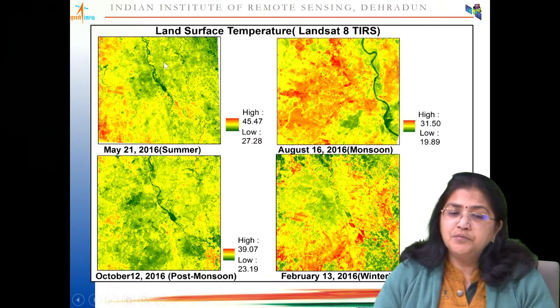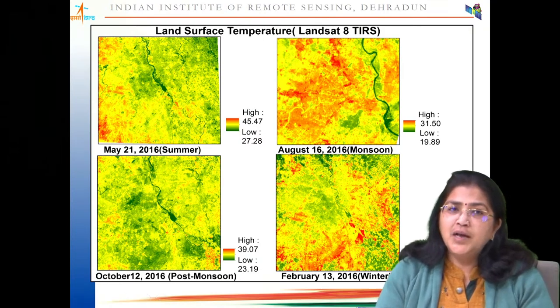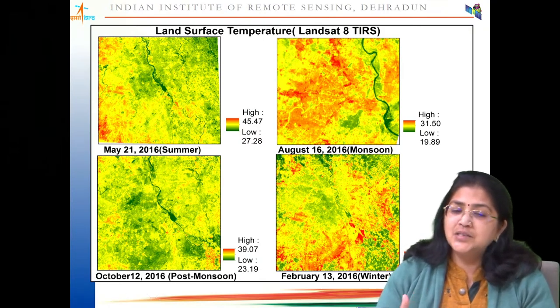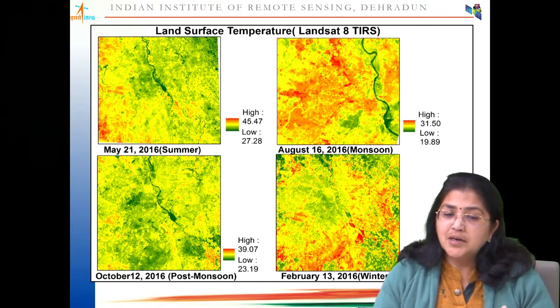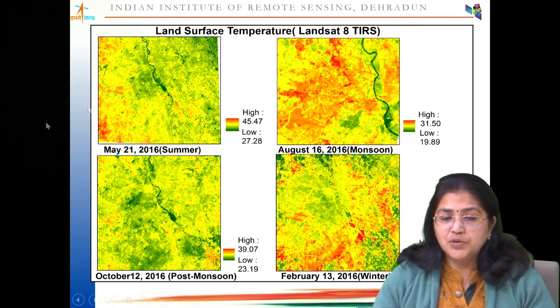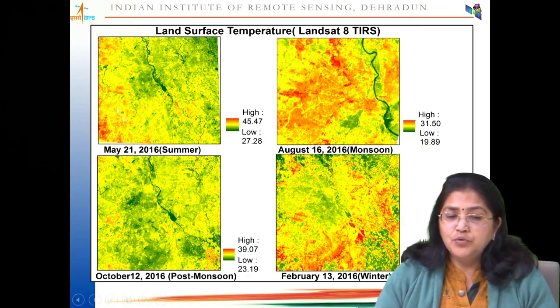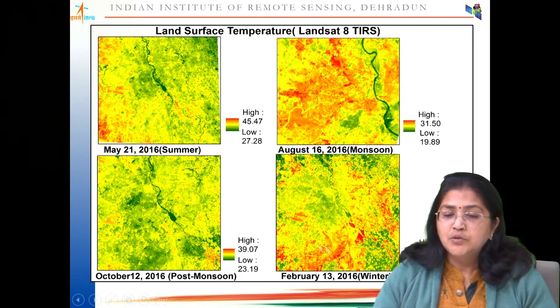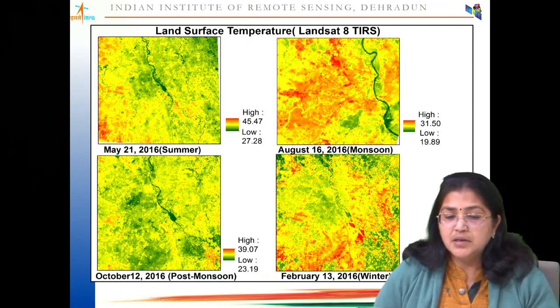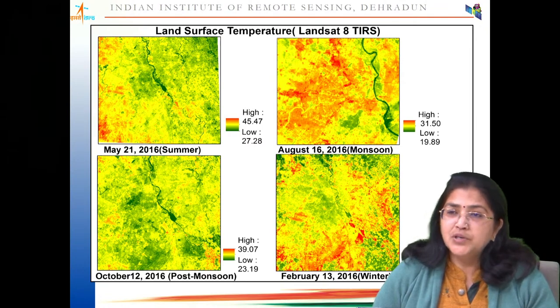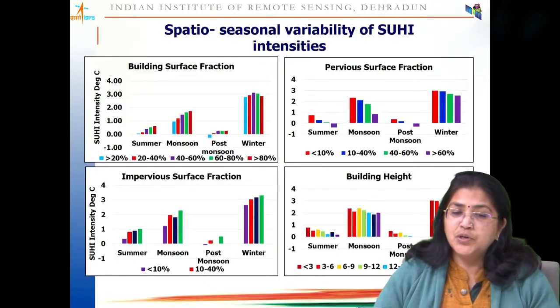Now using this land surface temperature data, we can study different seasonal aspects of UHI formation or land surface temperature variation. Here we have used 4 seasons: May, October, August and February. The Landsat data was taken, and we could study how the variation comes in different seasons in temperature, range of temperature as well as minimum and maximum temperature.